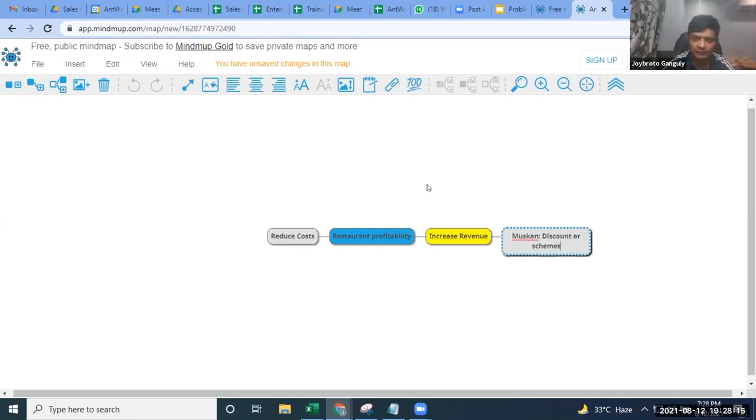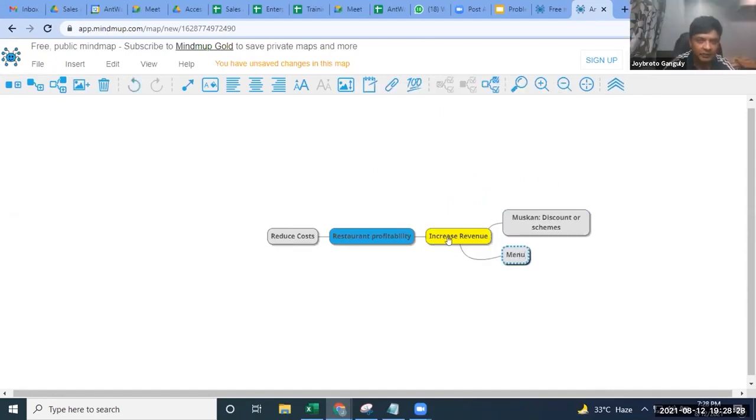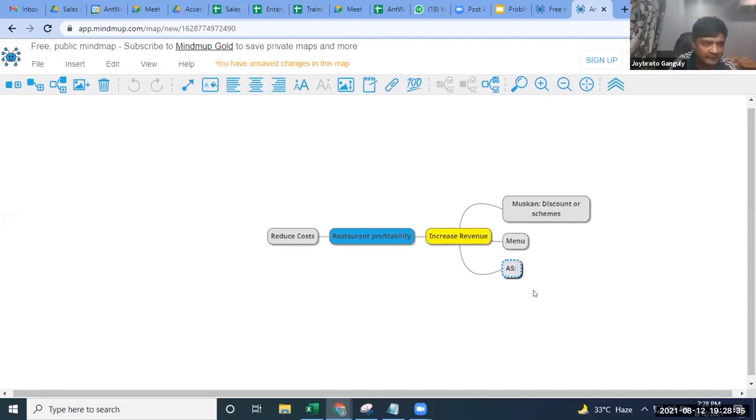Okay. Anyone else? Give me 1 second. I'm going to take a couple of them. Shaikh is talking about the menu. Okay. Change the menu. He's saying add more food items in the menu. Arunima is talking about, I'm going to put her initials, AS. She's saying introduce new products, which is same as menu. Increase price. So Arunima is also talking about increase price. I want to just write the shortcuts, guys.